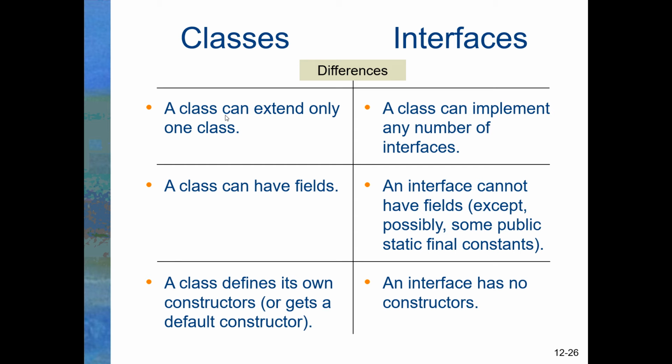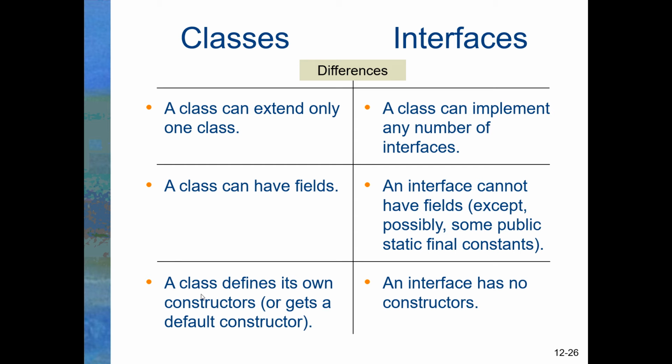So here are some differences. A class can extend only one class. I can't have a rectangle class and a rhombus class and make a square class extend both of those. I can only do that with interfaces. That's where it says a class can implement any number of interfaces. A class can have fields. An interface cannot have fields. The only exception is a final constant: if you made a public static final constant, you could put that in an interface.